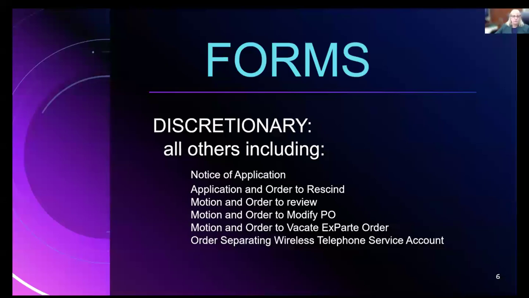So the discretionary forms include a notice of the application, application in order to rescind a protective order, the motion in order to review a protective order, motion in order to modify the protective order, a motion in order to vacate the protective order, and then there's an additional order separating a wireless telephone service account, which is kind of helpful. A lot of people don't realize that that can even be done.